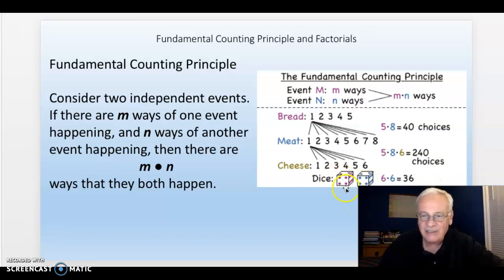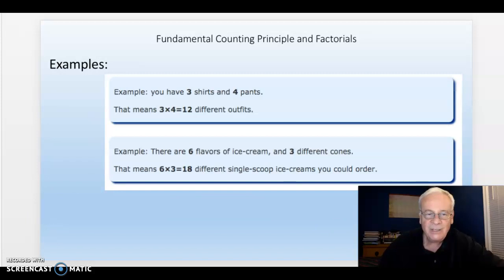And just think of dice. 2 dice. Remember, each one has 6 different sides, so there's 6 different outcomes for each one. Multiply those two together, and we get 36 total different possible outcomes when you roll 2 dice. We learned that before. Here's an example: if you have 3 shirts and 4 pairs of pants, you have 12 different outfits that you can wear. There's different combinations of shirts and pants, and there's 12 of them.